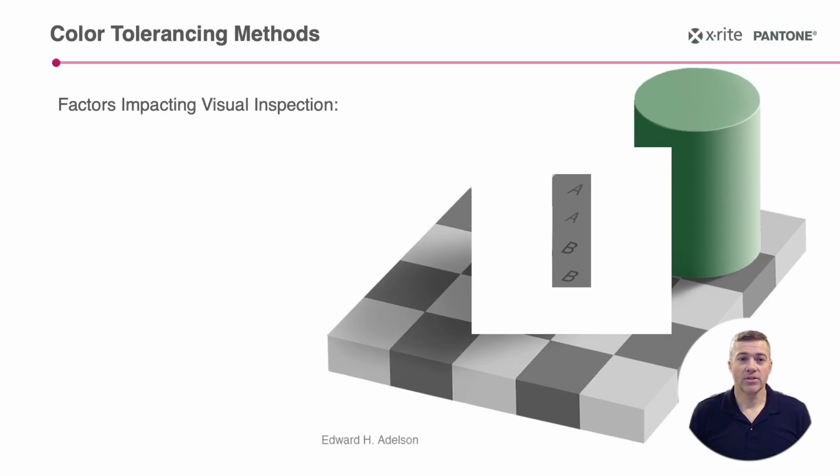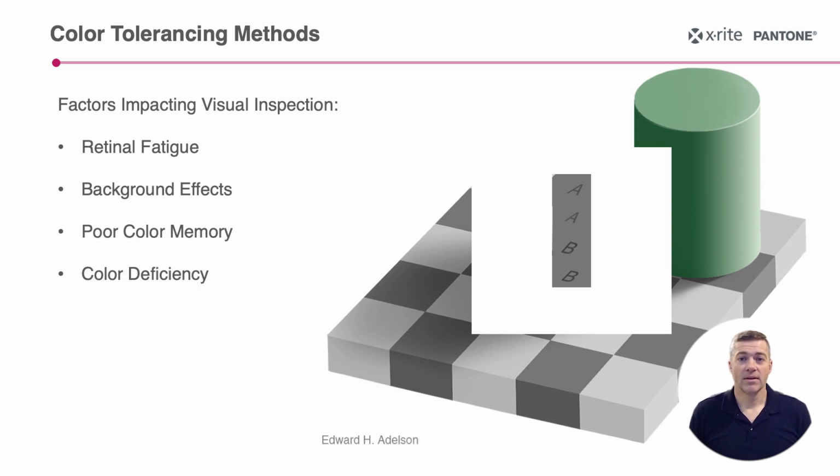There are a lot of factors that could trick our eyes, including retinal fatigue, background effects, like what we are seeing here, poor color memory, such as our inability to remember a color, color deficiency, lighting conditions such as fluorescent lighting versus daylight versus incandescent, age, and so on. Despite these challenges, use of visual guides remains an important tool, especially when shopping for products. While out shopping, if we notice a product looks faded or the color doesn't look quite right, it impacts our desirability to buy the product.